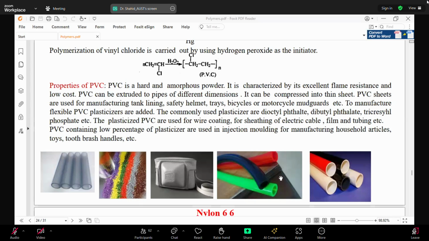Different types of pipe. This is the soft, flexible pipe, and this is hard pipe. Can you understand? This is flexible and this is hard. So to prepare the flexible pipe, we have to use, what is this? Plasticizer. Okay. Understand?